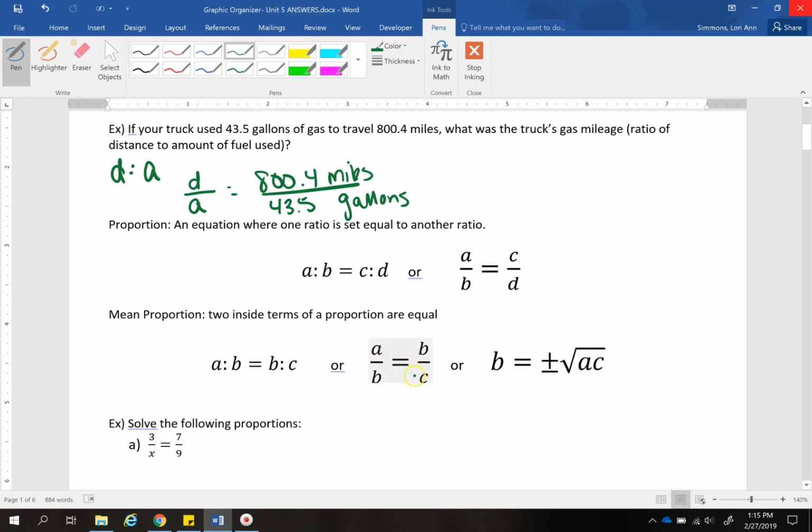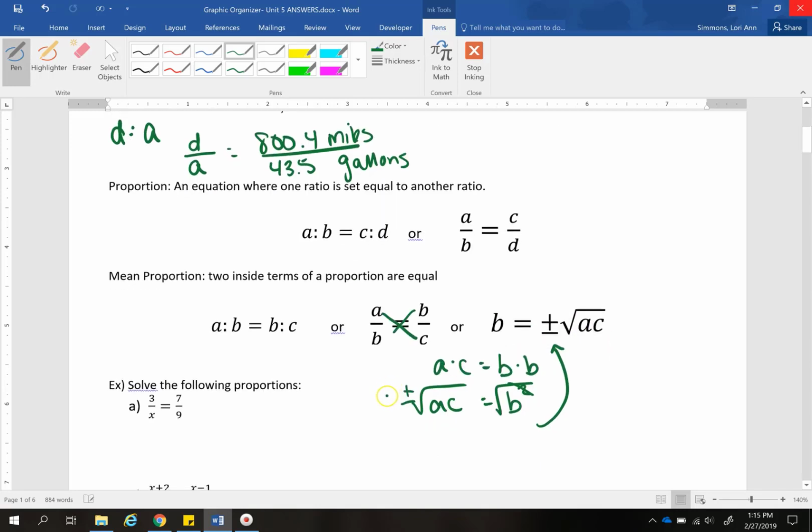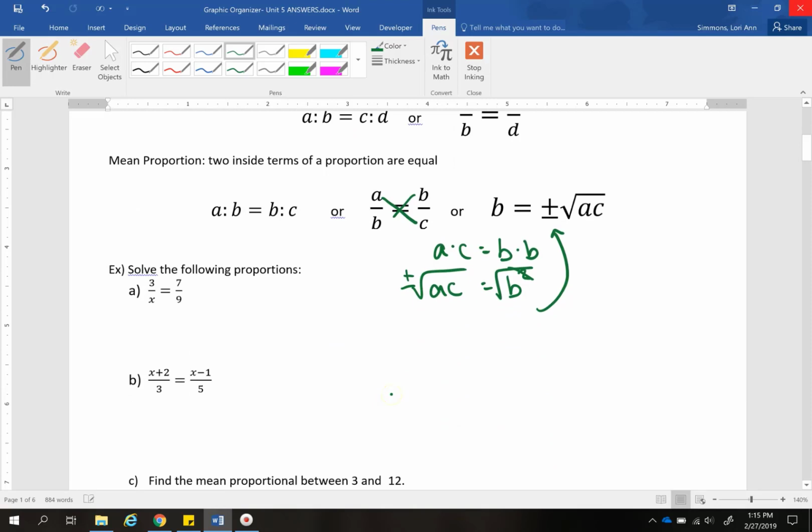If you cross multiplied, you would have A times C equaling B times B. B times B is B squared. To solve for B, you take the square root. The square roots cancel, leaving B. And when you take the square root of something, you need to add plus or minus, and that's how you get this formula. So let's solve the following proportions.